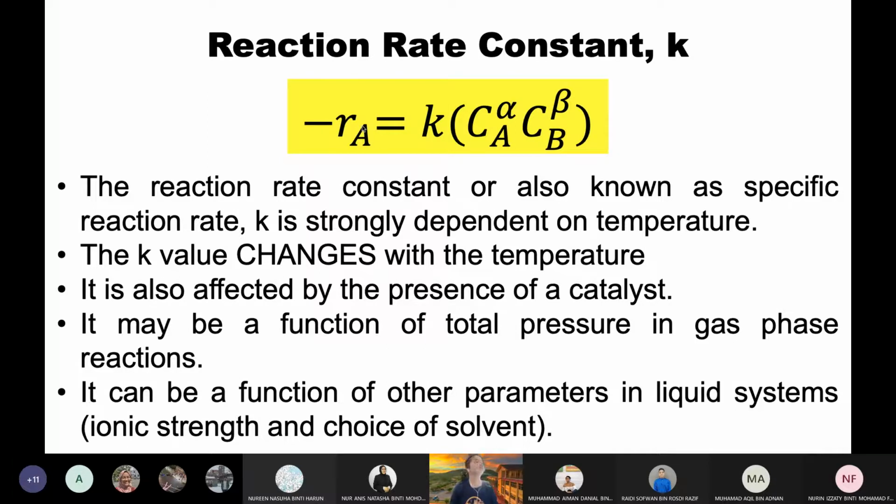Okay, next. K is also affected by the presence of catalyst. So salah satu cara sebab kita sentiasa nak nilai minus RA yang tinggi. Kenapa kita nak nilai minus RA yang tinggi? Kalau kamu ingat balik, minus RA kan kepekatan A terhadap masa.